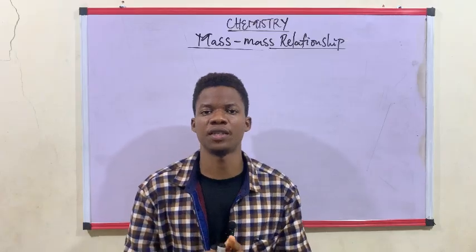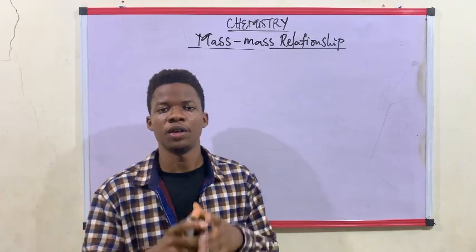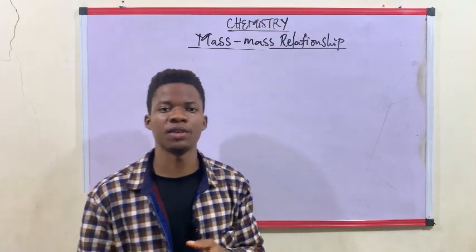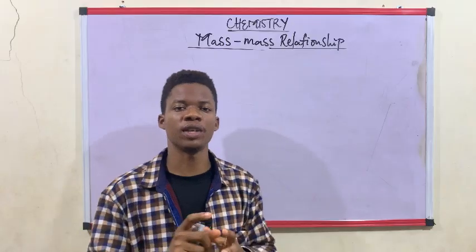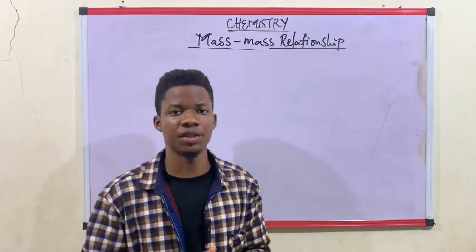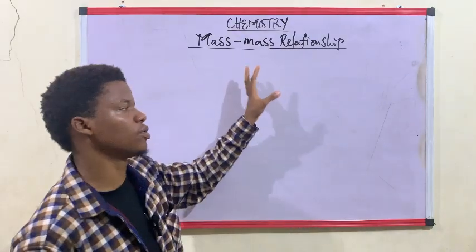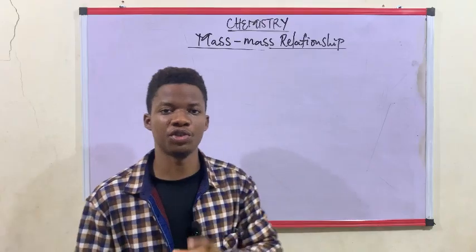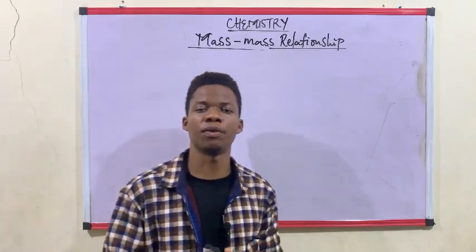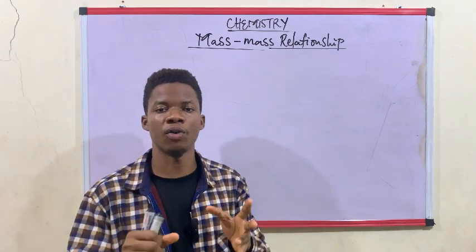Now, in today's video lesson, we're going to be talking about another aspect of stoichiometry called the mass-to-mass relationship. In our previous lesson on stoichiometry, we looked at more concepts. We have also looked at limiting and excess reactants. But today we are looking at something very special, and that is the mass-to-mass relationship. The mass-to-mass relationship is another branch of stoichiometry that relates masses of elements or compounds.